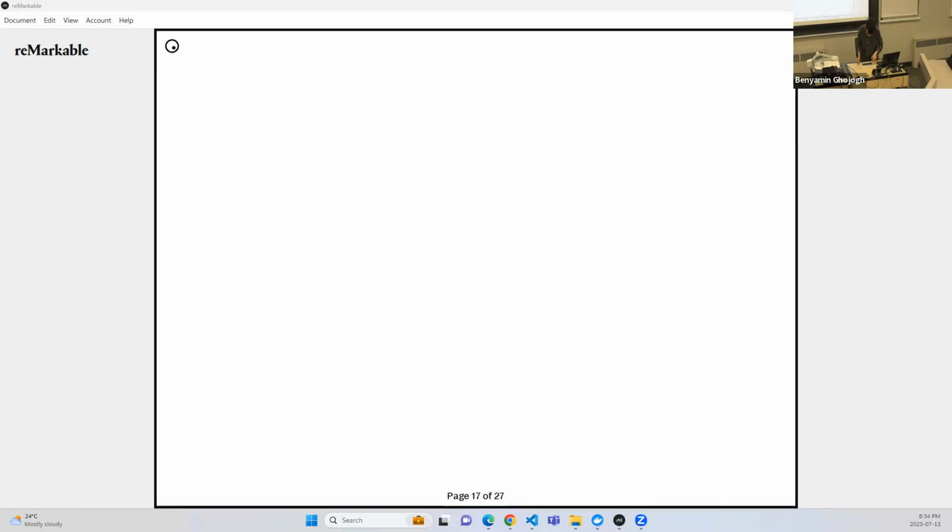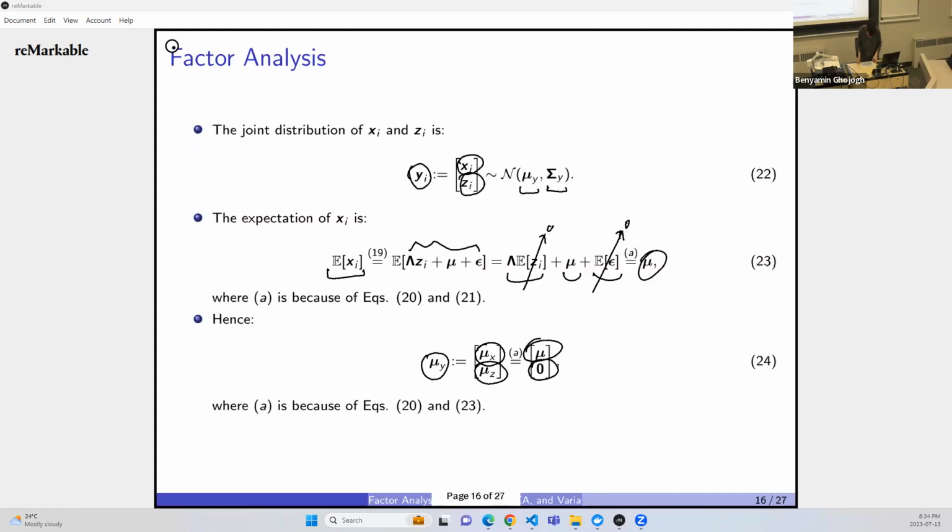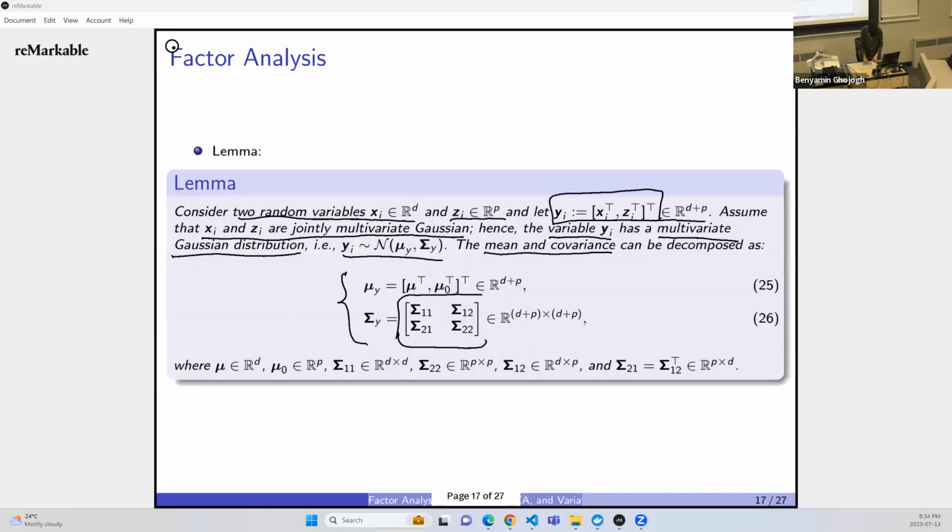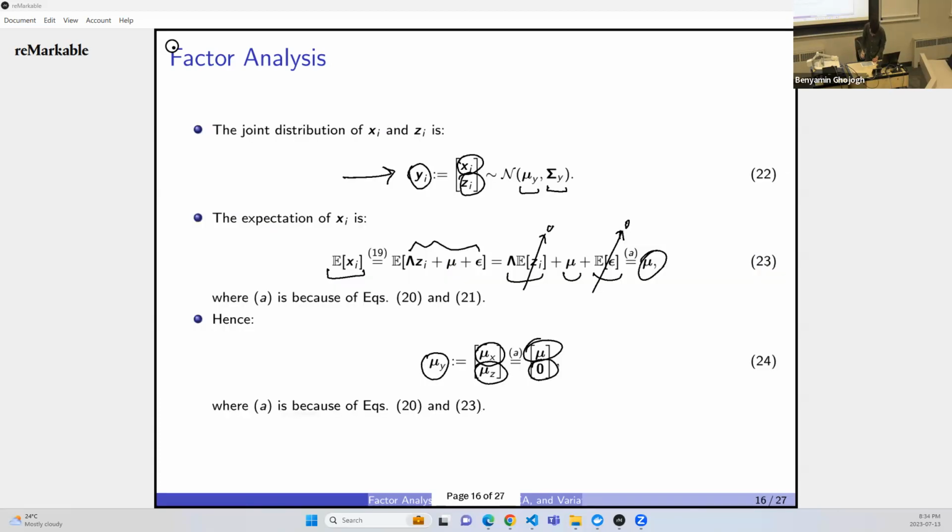When I put them together in equation 22, I have mu y and sigma y, and I said in this lemma that sigma y can be decomposed into this. What is sigma 1,1? That's exactly the sigma of Xi. What is sigma 2,2? That's the sigma of Zi. What is sigma 1,2? That's the covariance between Xi and Zi. And sigma 2,1 is the covariance between Zi and Xi. And that's symmetric, right?